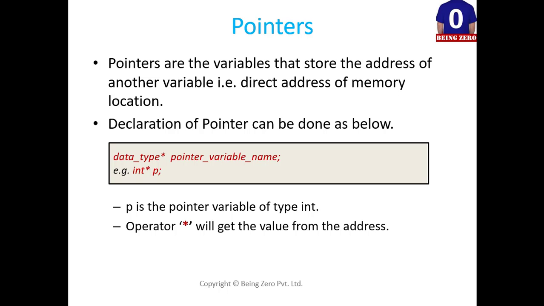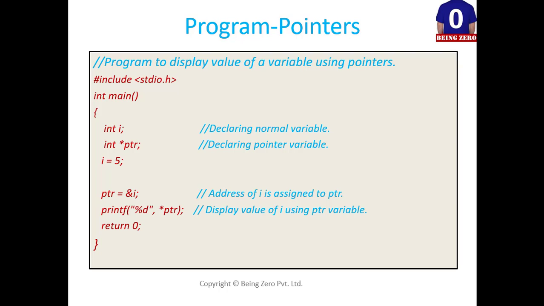Now let's see a program to understand pointers in a better way. So here is the program to display the value of a variable using pointers. Let's go through the steps. In the first step, we are declaring a normal variable. In the next step, we are declaring a pointer variable. Then we are initializing the variable i equal to 5. Next, we are assigning the address of i to the pointer variable ptr. And later on, we are displaying the value of i using the ptr variable. So let's try to execute this program.